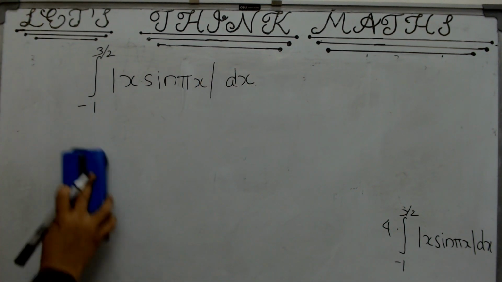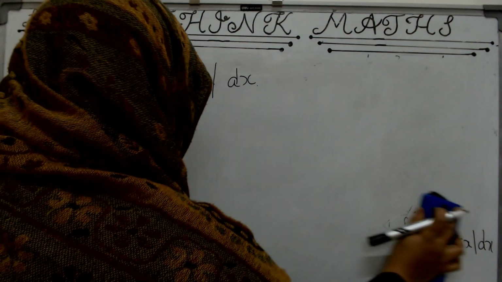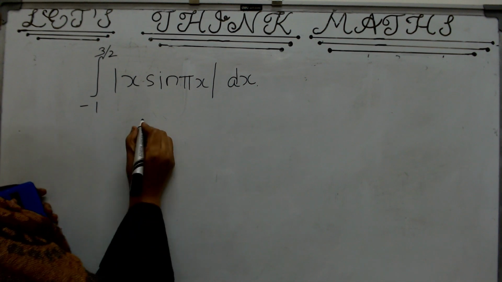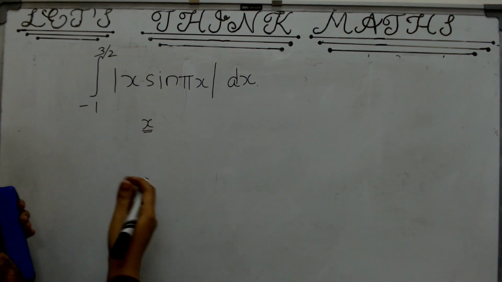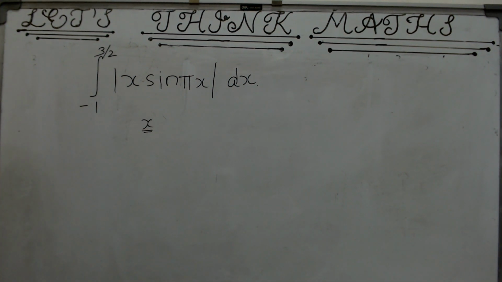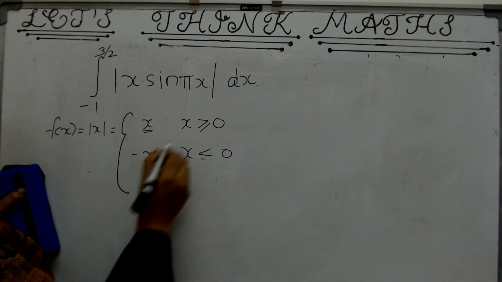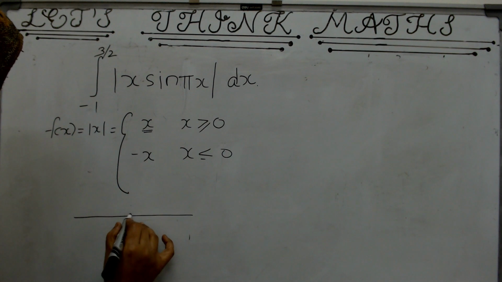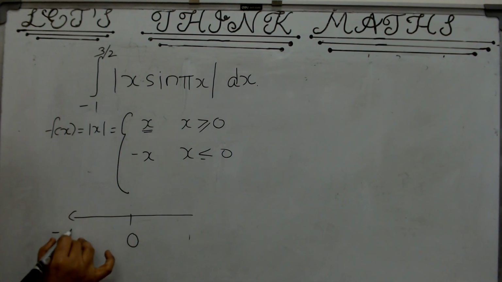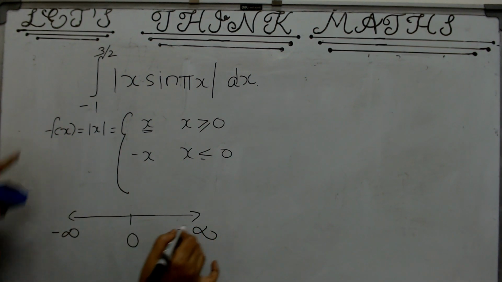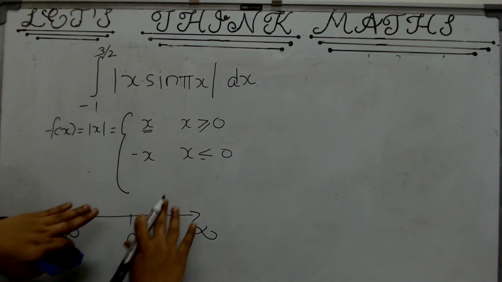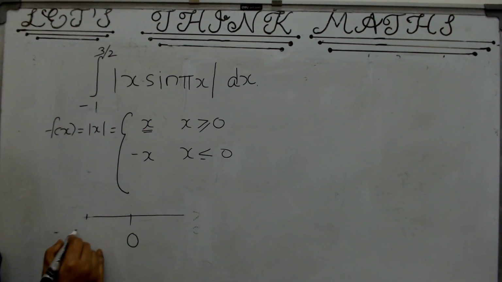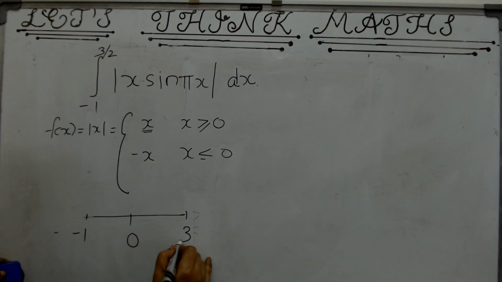This is our question. So again, what do we do? Modulus function. So we have to check where all does x give positive values. It is very easy. If x is positive, it is positive. Then look at this. Here the graph is very simple. For modulus x, we don't have to worry about infinity and all. We just have to worry from minus 1 to 3 by 2.